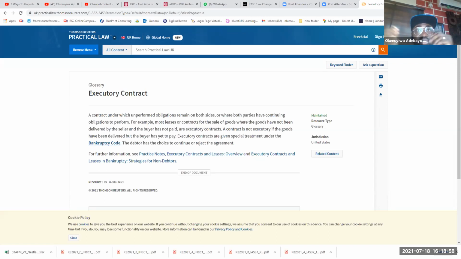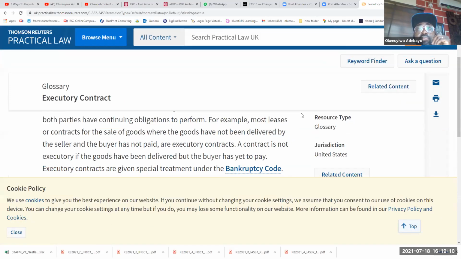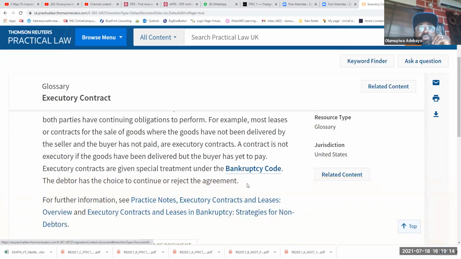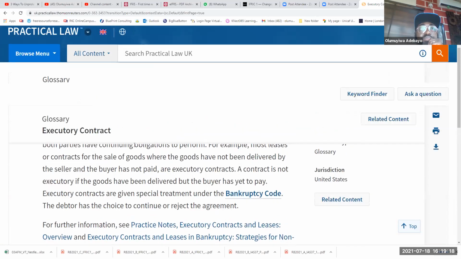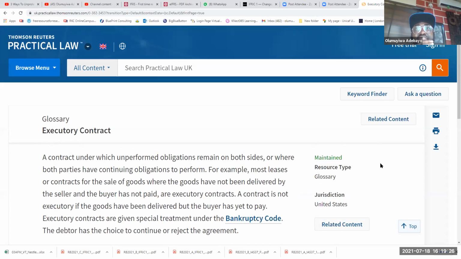From the law dictionary or glossary, it says an executory contract: a contract under which unperformed obligations remain on both sides, or where both sides have continuing obligations to perform. For example, most leases or contracts for sale of goods where the goods have not been delivered by the seller and the buyer has not paid are executory contracts. A contract is not executory if goods have been delivered but the buyer has yet to pay. Executory contracts are given special treatment under the bankruptcy code. The debtor has a choice to continue or reject the agreement.